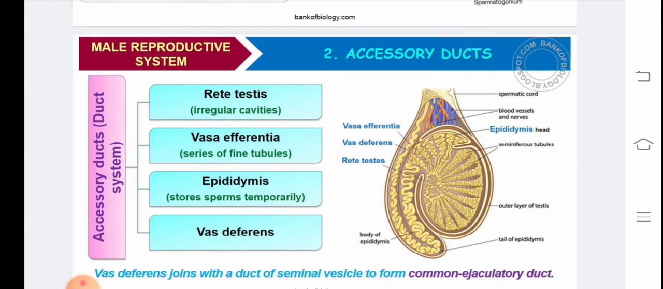Next is vas deferens. So vas deferens is tube-like structure emerging from the lower part of the epididymis. So later this vas deferens joins with one of the accessory glands present over there to form common ejaculatory duct.